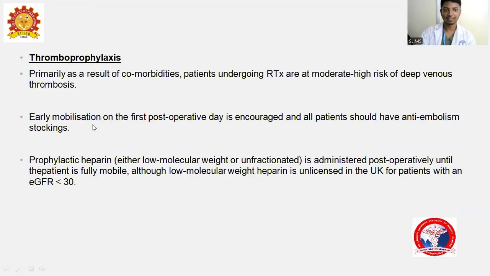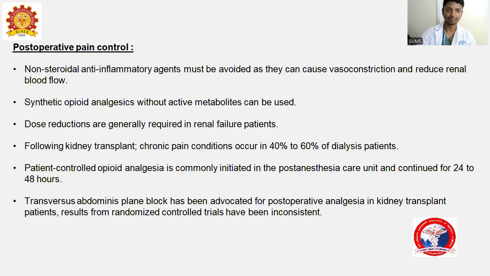Coming to thromboprophylaxis, primarily as a result of comorbidities, patients undergoing renal transplant have moderate to high risk of DVT. Early mobilization on the first post-op day is encouraged, and all patients should have anti-embolism stockings. Prophylactic heparin, low molecular weight or UFH, can be employed until the patient is mobile, although low molecular weight heparin is unlicensed in the UK for patients with an eGFR less than 30.